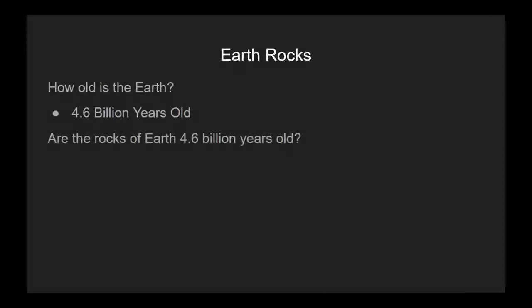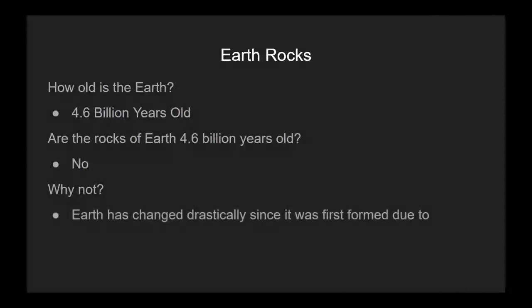And then the next question we want to think about is, are the rocks of Earth 4.6 billion years old? If you remember from last week, we looked at a couple of different rock samples from around the Earth, and we found that no, the rocks of Earth were not 4.6 billion years old. And we want to think about why not.